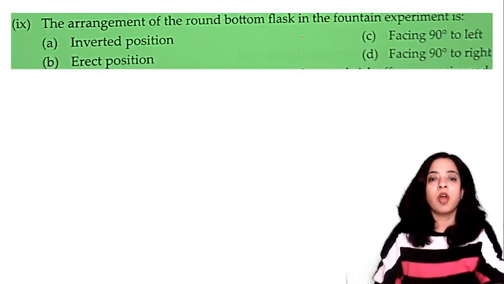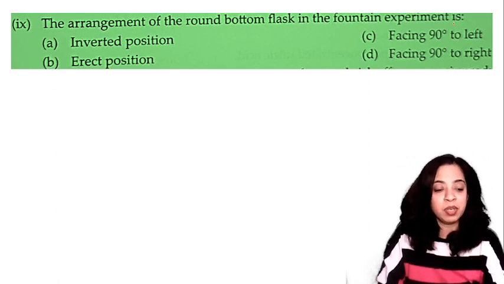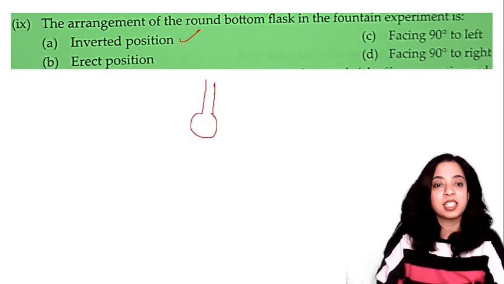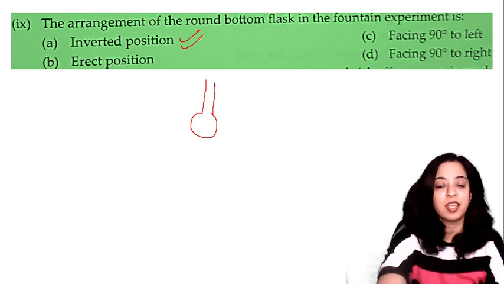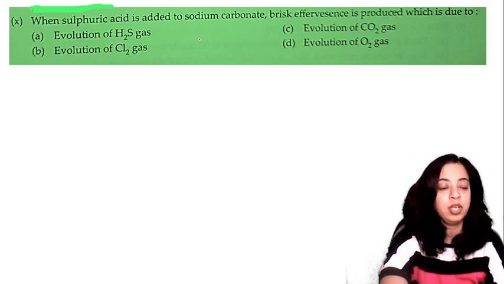The arrangement of the round bottom flask in the fountain experiment is: do you remember the fountain experiment? This is how the round bottom flask looks. The round bottom flask is in an inverted position there. Last question of question 1, the 10th question.